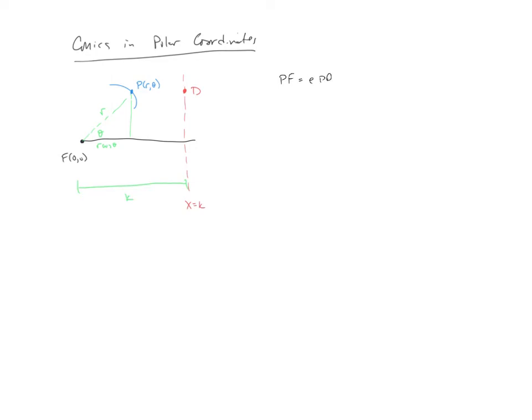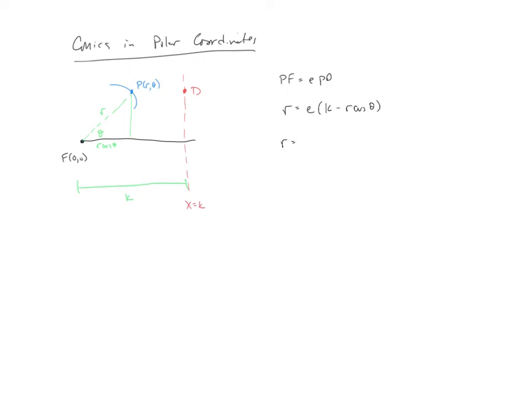The definition of eccentricity. So from this guy, the PF is going to be P to F, which is going to be R. So I'm going to call that R, equals E times PD. So P to D. This is why we had to define this a little more formally. To figure out what this is, we're going to take the K minus the R cosine theta. So K minus R cosine theta.